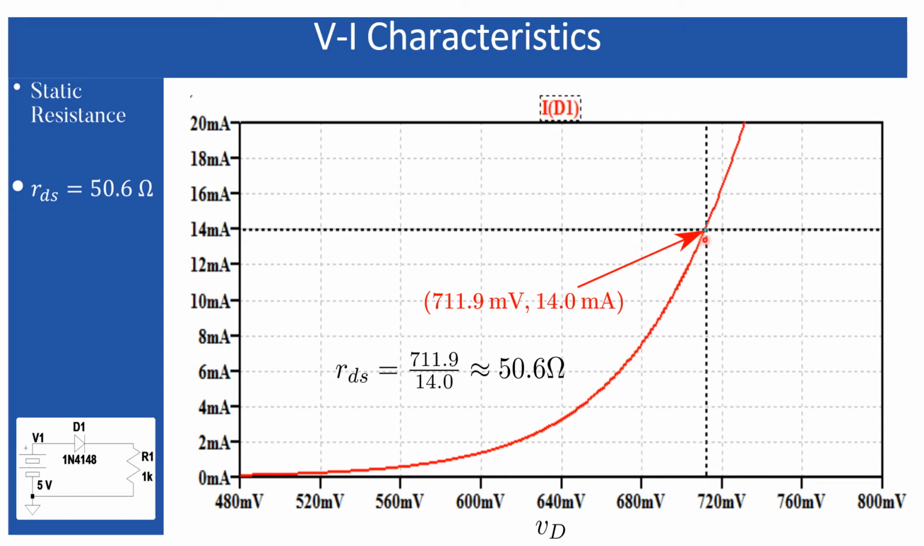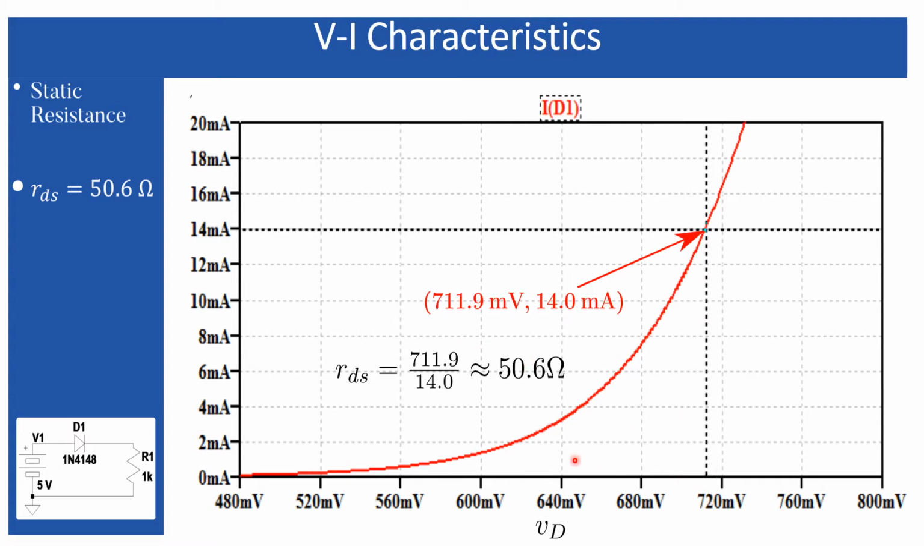At this condition, if I take the ratio of this voltage to this current, what I am basically doing is taking the slope at this point. The slope at this point is the ratio of the current to voltage, because this is the y-axis and this is the x-axis. The slope is defined by the ratio of the y-axis to the x-axis. The current I have found for my circuit is 14 milliampere, and the corresponding voltage across the diode is 711.9 millivolt.